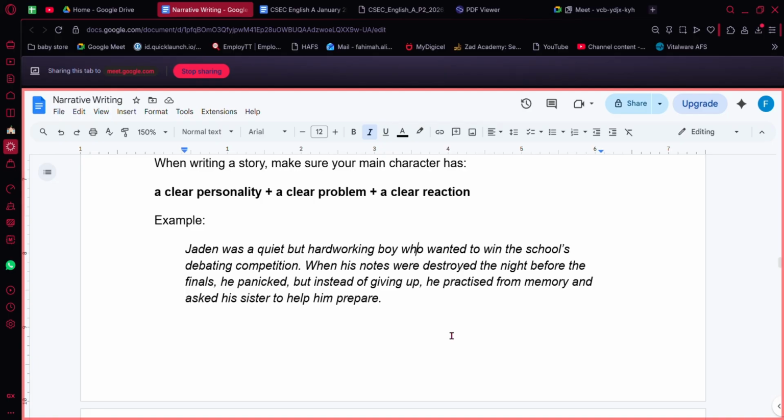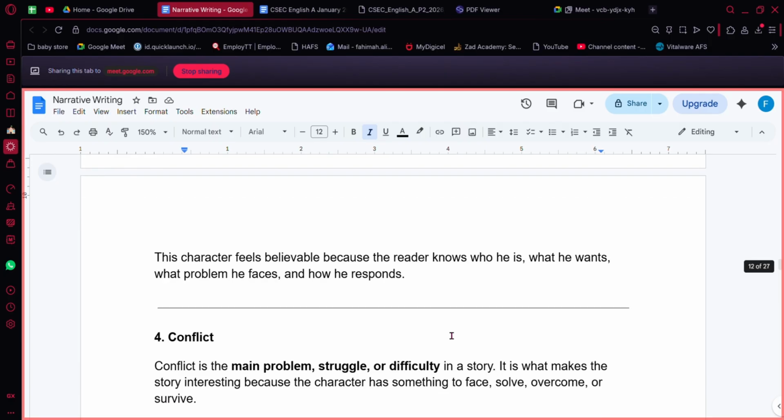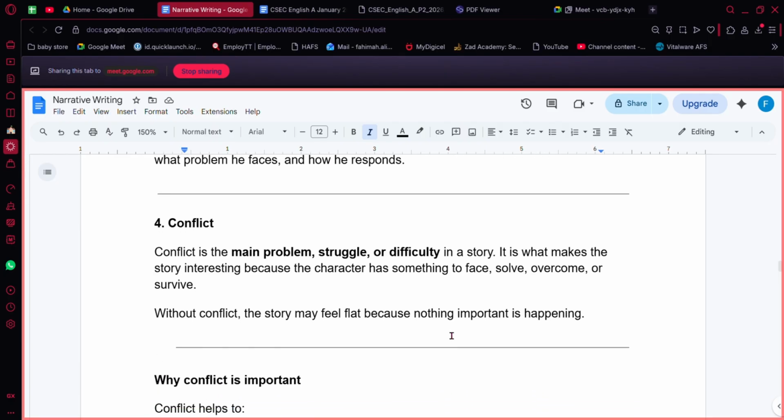Now you must have some kind of conflict in your story, right? Your conflict is the main problem, your struggle, or your difficulty in a story. It is what makes the story interesting because the character has something to face, something to solve, overcome, or survive. Without the conflict, the story may feel flat because nothing important is happening.